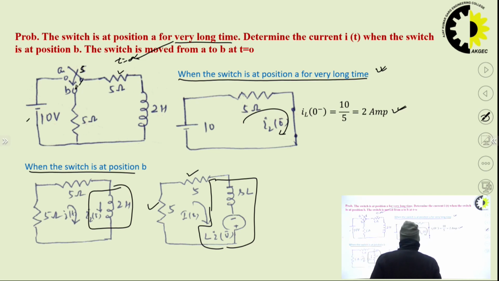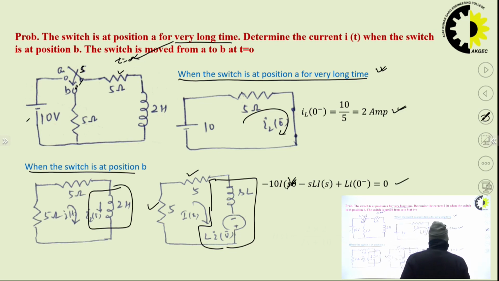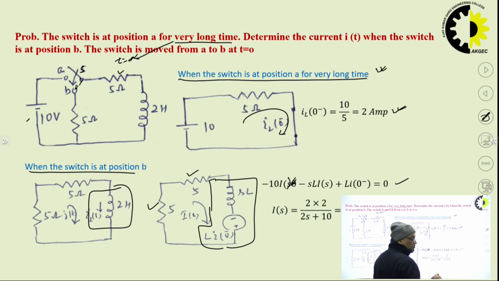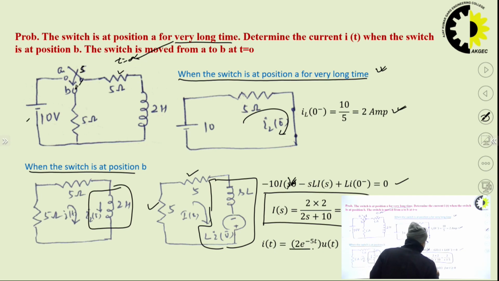This is a very simple circuit. So, apply Kirchhoff's voltage law. Minus 10/s, minus sLI(s) plus LI0 is equal to 0. So, I(s) is 2 by s plus 5. If you take the inverse Laplace transform, i(t) is equal to 2 e to the power minus 5t u(t) for t greater than or equal to 0.